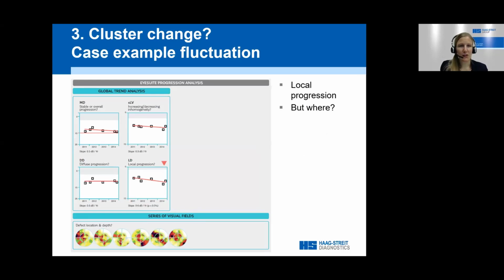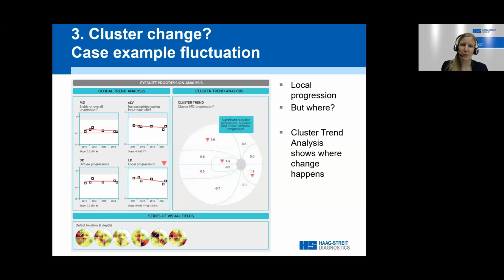And the cluster analysis is really nice if you want to see early change in just one cluster. It's also nice if you have a lot of fluctuation. You see here, okay, we know from the LD progression is local progression somewhere, but where? Not so clear. Right, patient's not performing so well. We look at the cluster trend and things become much clearer.